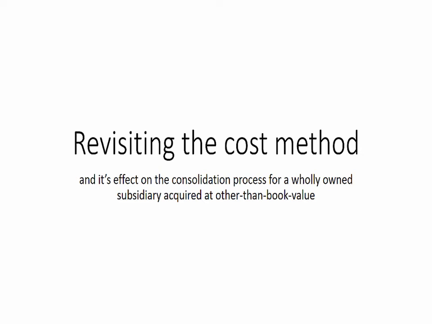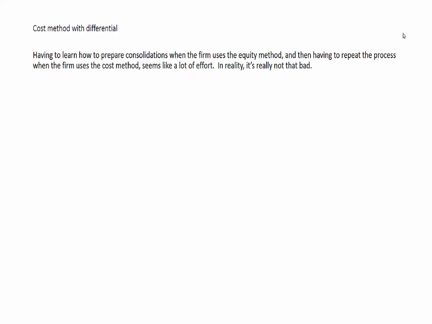Okay, I wanted to go ahead and revisit the cost method now that we've got subsidiaries acquired at other than book value. Let's start with a case where it's a wholly owned subsidiary again. Having to learn how to prepare consolidations when the firm uses the equity method and then having to do it again using the cost method seems like a lot of effort. But in reality, it's really not that bad. We simply have two minor modifications.